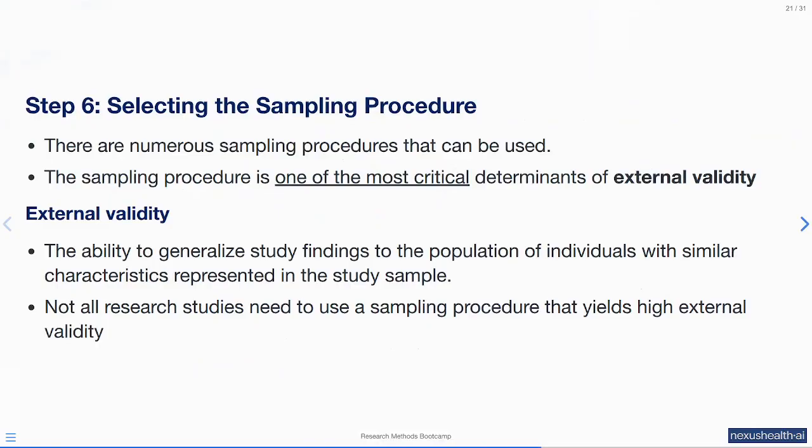The sixth step is to select the sampling procedure. And there are numerous sampling procedures that can be used. The sampling procedure is one of the most critical determinants of what we call external validity. And what is external validity? It is the ability to generalize study findings to the population of individuals with similar characteristics represented in the study sample. Not all research studies need to use a sampling procedure that yields high external validity.